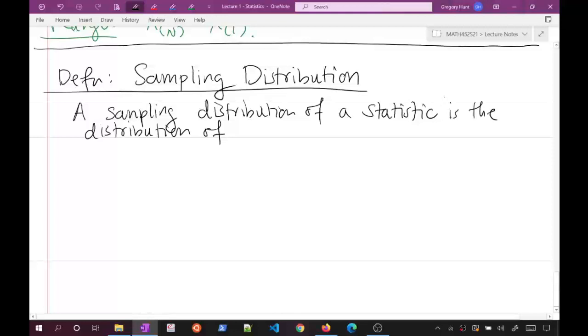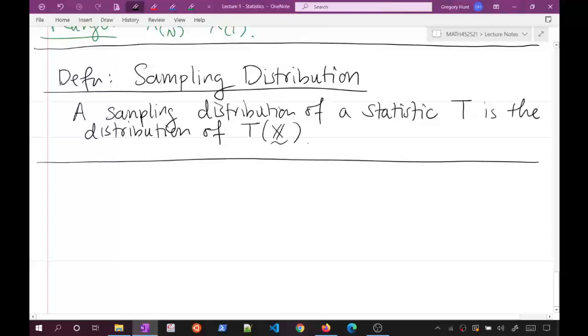Let's say the sampling distribution of a statistic, let's call it a statistic T, is the distribution of T of X. So it's, again, maybe an underwhelming definition. When people talk about sampling distribution in statistics, what they're really thinking of is: if my data has some distribution and my statistic is a transformation of my data, a function of my data, what's the distribution of that function of my data?